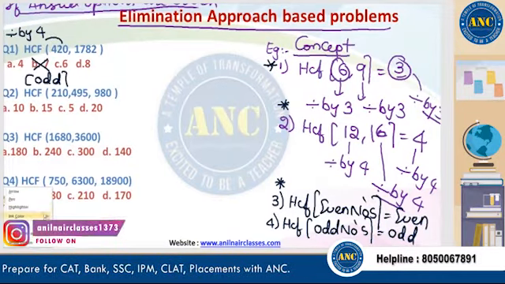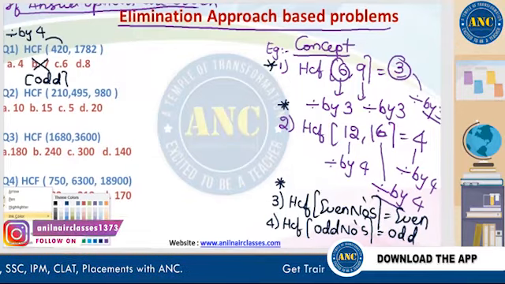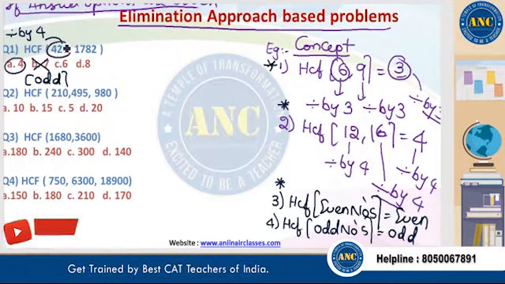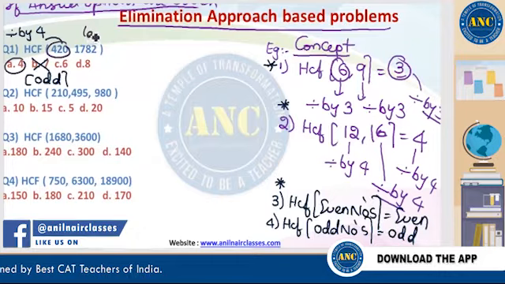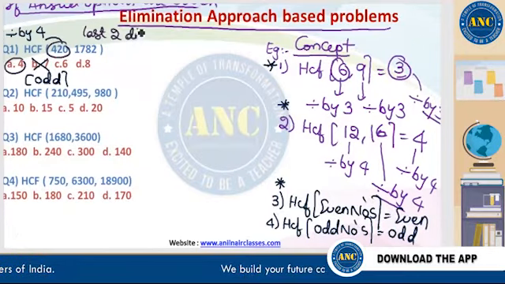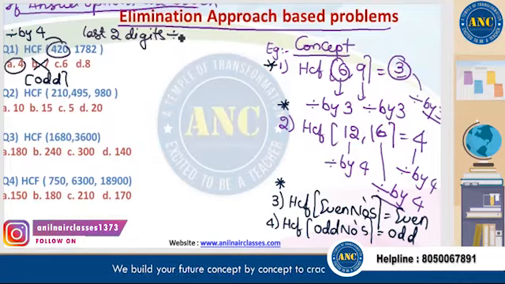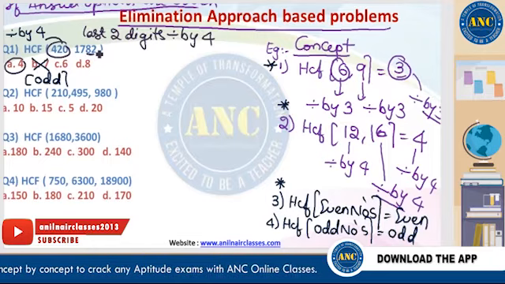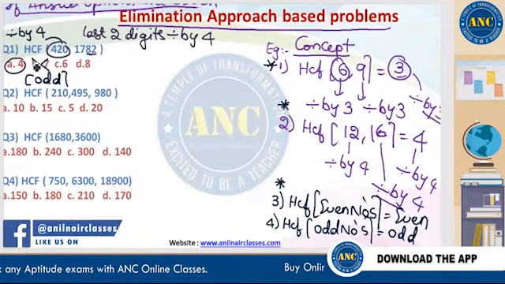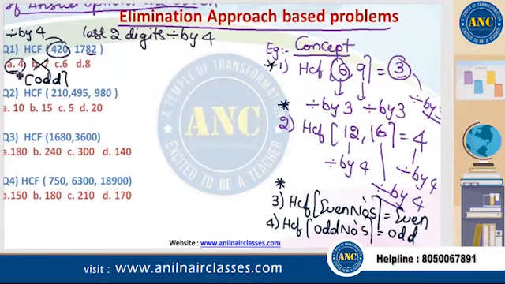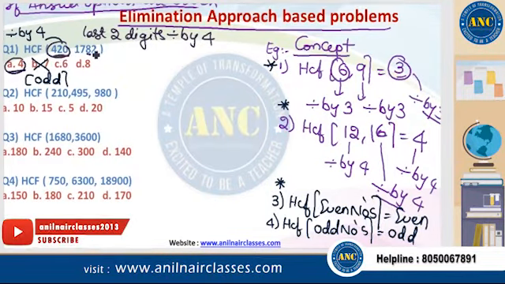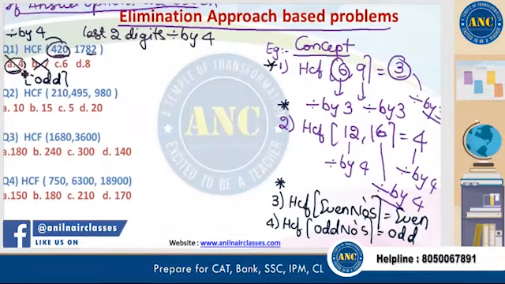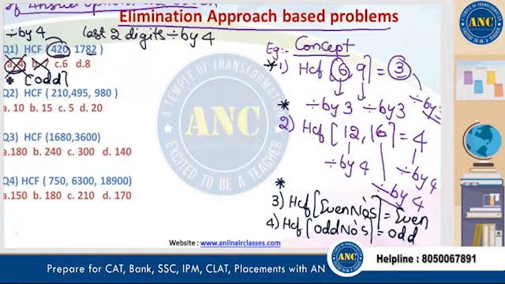Suppose I take option 1, which is 4. 4 is divisible by 4, 420 is divisible by 4. But what is the divisibility rule of 4? Last 2 digits should be divisible by 4. The last 2 digits of 1782 are 82, and 82 is not divisible by 4. So already we discussed, if the answer is divisible by 4 and one number is divisible by 4, 1782 should be divisible by 4. 1782 is not divisible by 4. Therefore, my assumption that 4 is right is incorrect.